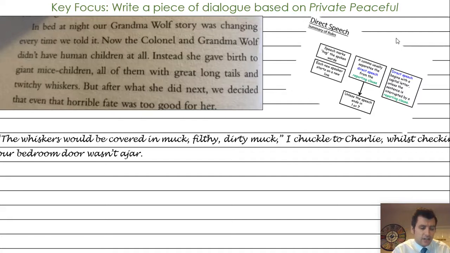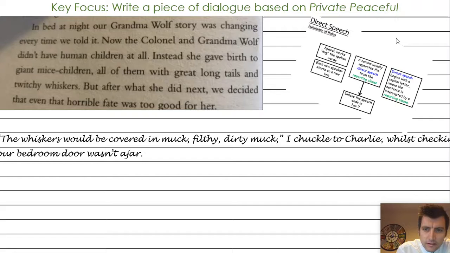So I've picked a passage out of the story. "In bed at night, our Grandma Wolf story was changing every time we told it. Now the Colonel and Grandma Wolf didn't have human children at all. Instead, she gave birth to giant mice children, all of them with great long tails and twitchy whiskers. But after what she did next, we decided that even that horrible fate was too good for her." So we've got that passage.